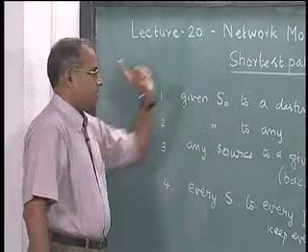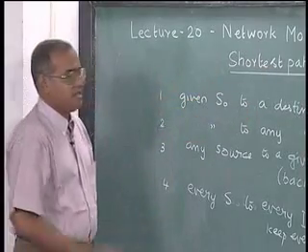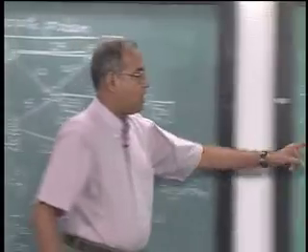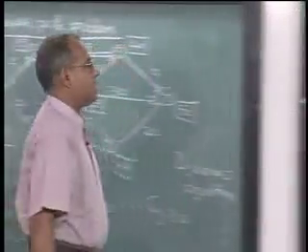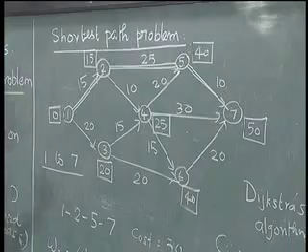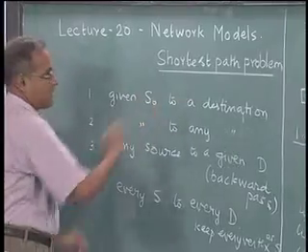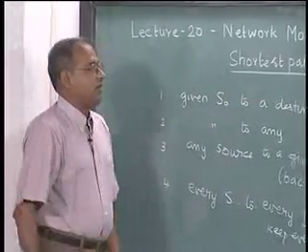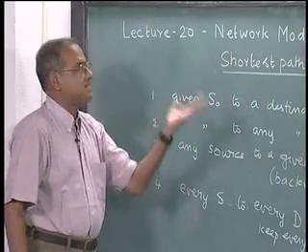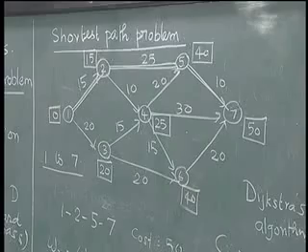Given 1 as source and 7 as destination, in a single pass of the algorithm, either through this method or through this method, we can find out the shortest distance from 1 to 7, which is from a given source to a given destination. We can also find the shortest distance from a given source 1 to every other node as destination using the same algorithm.